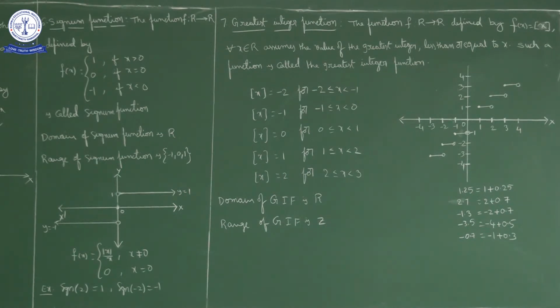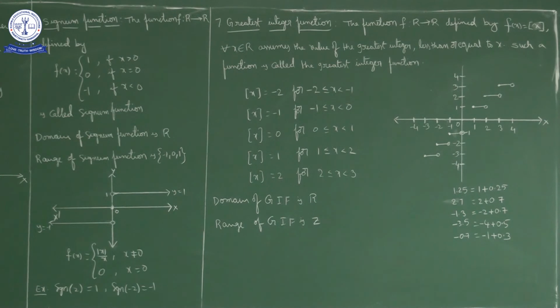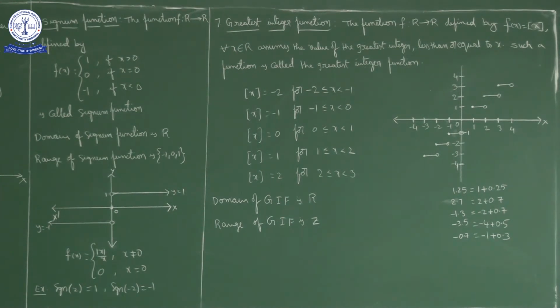Next, the greatest integer function. But before going to the greatest integer function, we'll discuss this part once. Any real number we can write as the sum of an integral part plus a fraction part. The fraction part always lies between 0 and 1, that is, closed interval 0 to open interval 1.